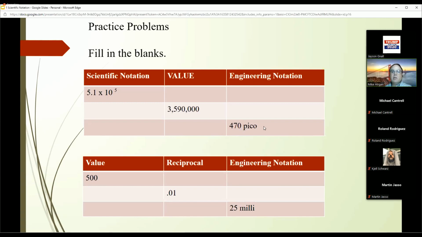What about this last one? We started with engineering notation. We said 470 pico. What is that going to be in scientific notation? 4.7 times 10 to the negative 10. So pico, 4.7 times 10 to, okay, I see what you did there.